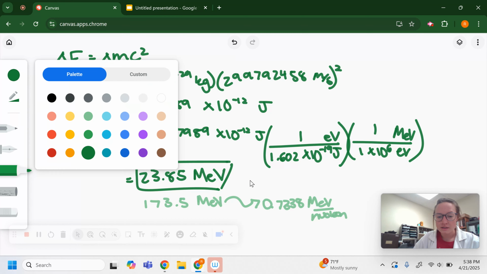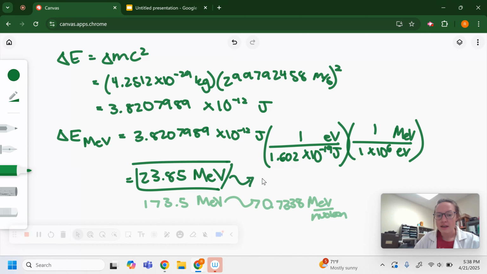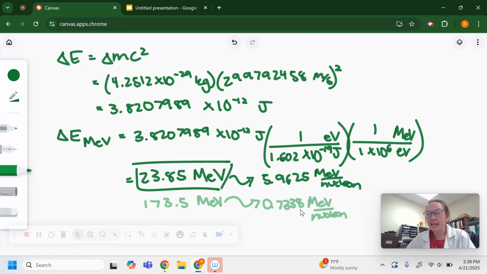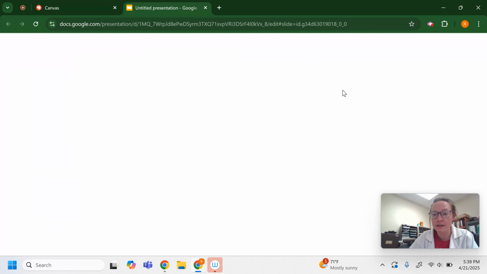This one, the one that we just did today, has an energy per nucleon of 5.9625 mega electron volts per nucleon. Here's what that means. Per nucleon, fusion is way more energy than fission. This means that if you did nuclear fusion with a gram of hydrogen versus a gram of uranium, where are you getting a lot more energy? Fusing that hydrogen. We can see that if you look back at this graph over here.